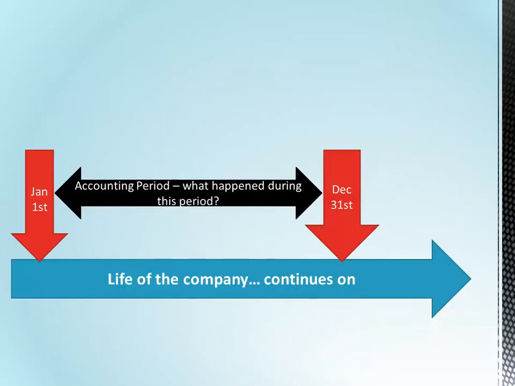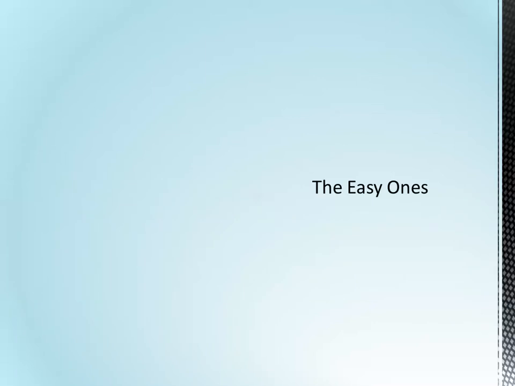Again, what we're looking at is between January 1st and December 31st, normal calendar year for a company. What happened during this period? We need to make sure we include everything that happened, even things that we don't write a check for or have an invoice for or have a memorandum for, because the life of the company is going to continue on, but we need to know during this period what happened. So there's a couple easy ones. We'll knock out the easy ones first.